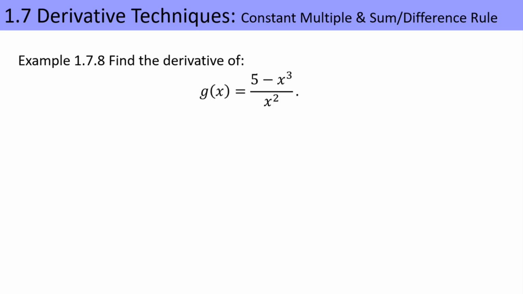Example 1.7.8, find the derivative of g of x equals the quantity 5 minus x cubed divided by x squared.